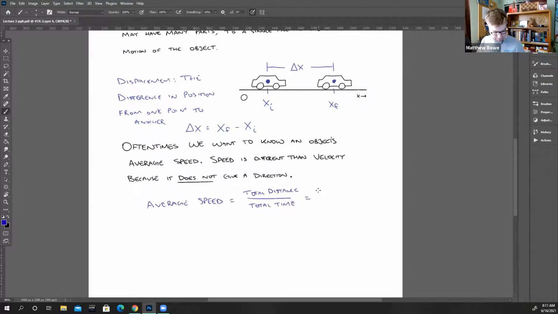And I believe the symbol for distance, I don't know why, but it is an S. So total distance over total time. And I'm actually going to put it as delta T, so just the change in time.